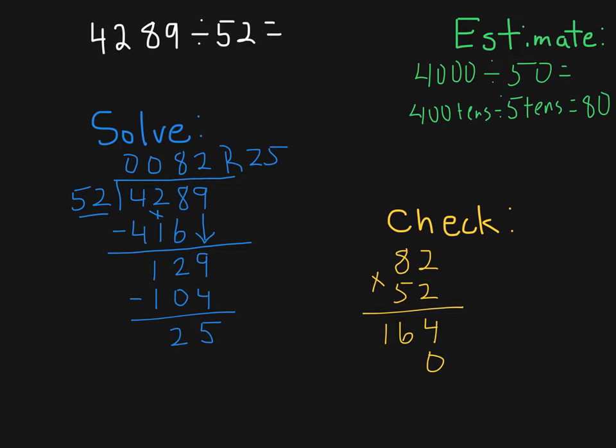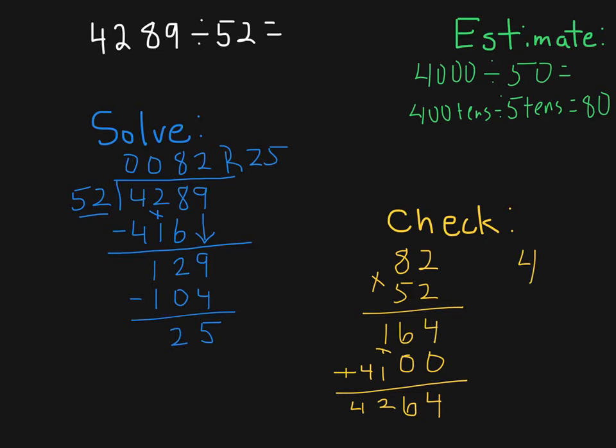5 times 2 is 10. I have a 1 to carry. 5 times 8 is 40, plus that 1 will be 41. Then I'll add my two partial products. I get a 4 in the ones place, a 6 in the tens place, 2 in the hundreds place, and a 4 in the thousands place.